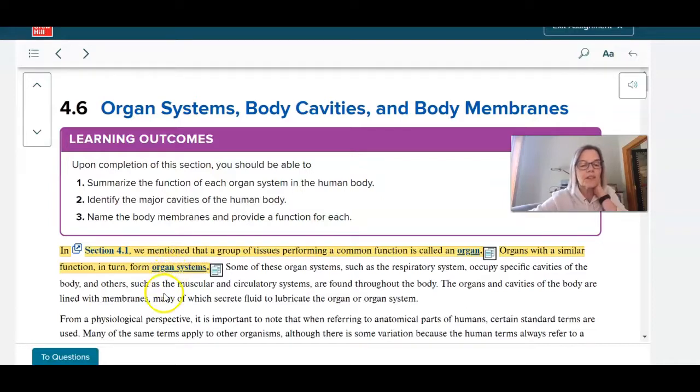about the human body and the organ systems. So we're into what are the organ systems and a little bit about body cavities. I'm going to skip body membranes, not because it's not important, but just because I can only give you so much each week, and this is where I'm going to draw the line.